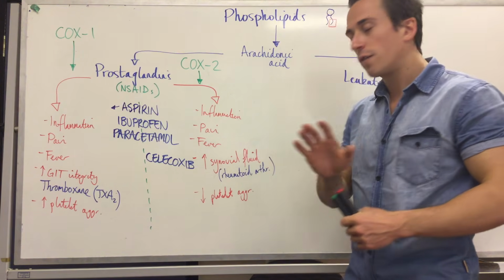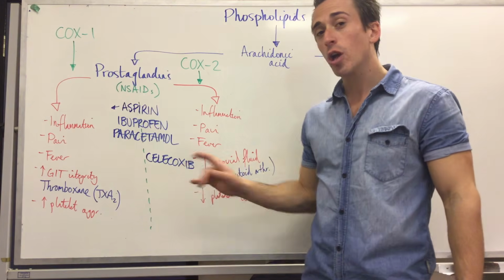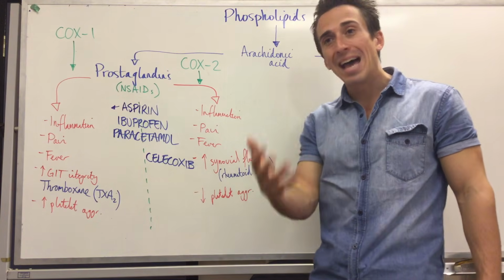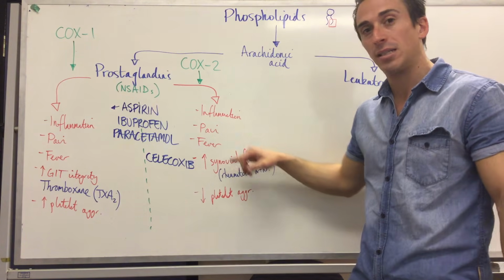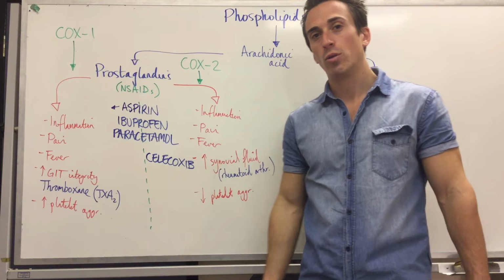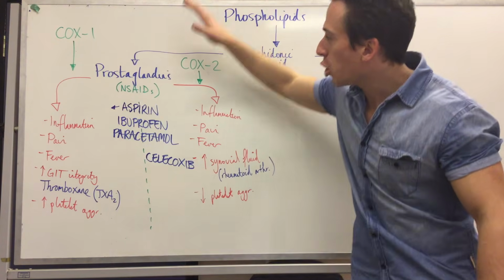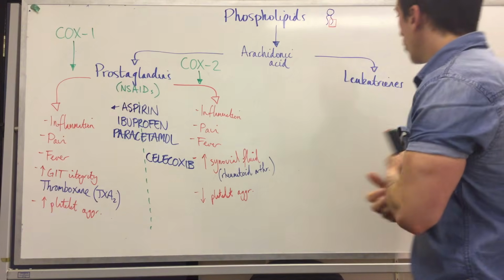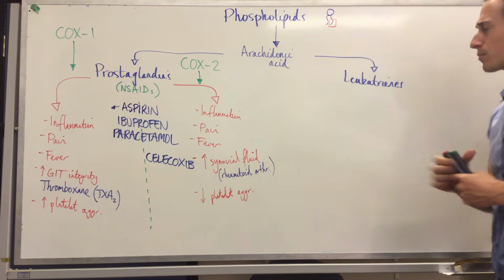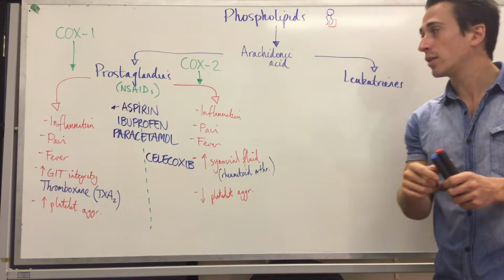Okay? But so far, Celecoxib has not shown to have this effect, but has shown to be an efficient anti-inflammatory, analgesic, antipyretic, and reduce rheumatoid arthritis. So these are the non-steroidal anti-inflammatory drugs. Okay? Now, if we move over to the leukotrienes, leukotrienes, yes, are involved in inflammation.